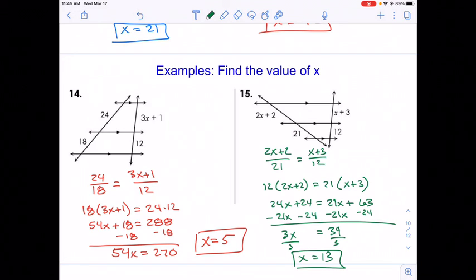All right, so that concludes our lesson on triangle proportionality.